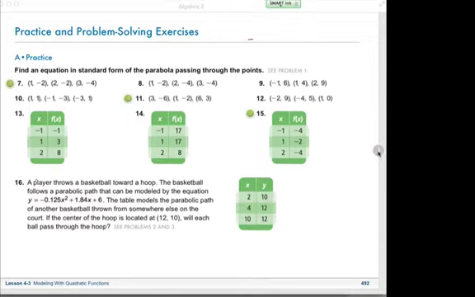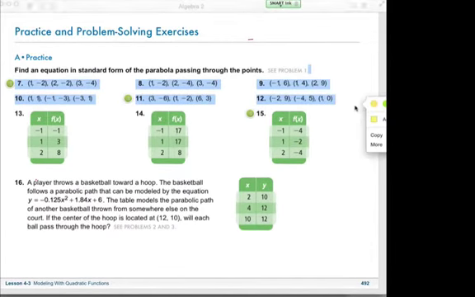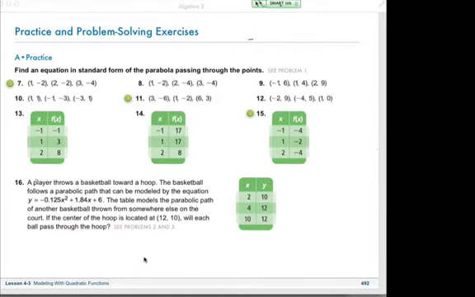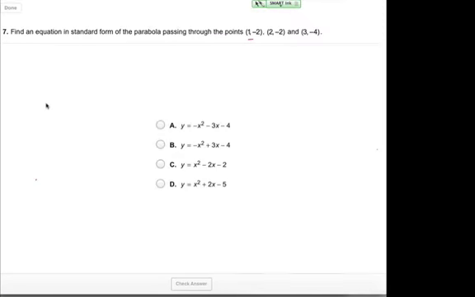Okay, so what I'd like you to do now is a little bit of practice. You can kind of look at these problems here. I want you to be able to find an equation in standard form of the parabolas that pass through these points. Let's focus on question 7, 11, and 15. And I'll go through those on each slide and we can figure out what the correct answer is. So here's question 7. Find an equation in standard form that passes through these points.